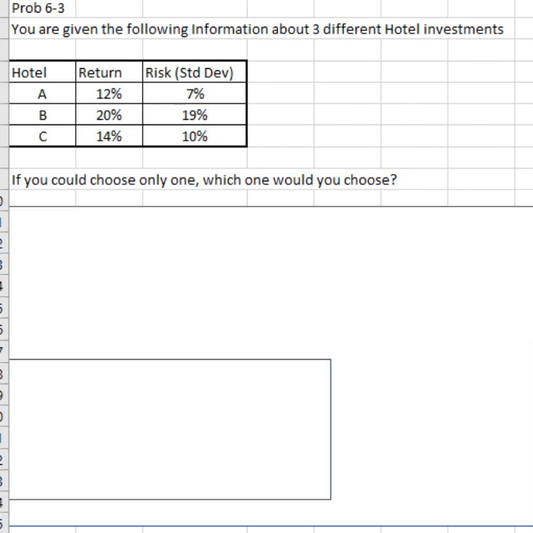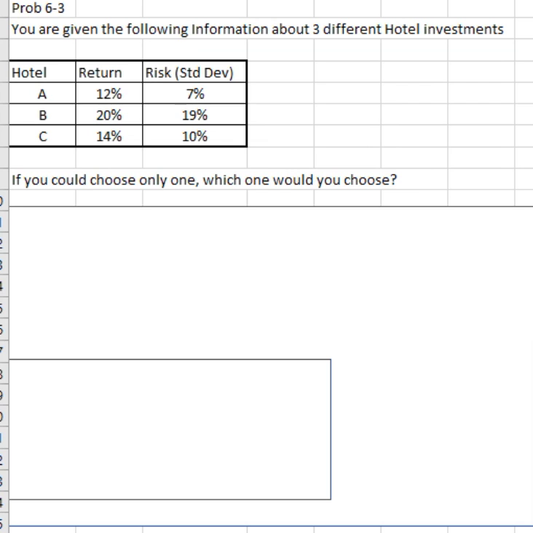You were given the following information about 3 different hotel investments. Hotel A has a 12% return with a 7% risk or standard deviation. Hotel B has a 20% return with a 19% risk or standard deviation. And C, of course, has a 14% return with a 10% standard deviation. If you could choose only one of these 3 separate hotel investments, which would you choose?